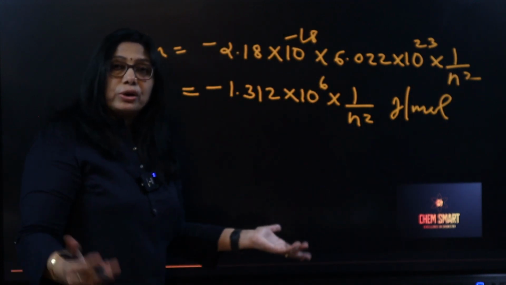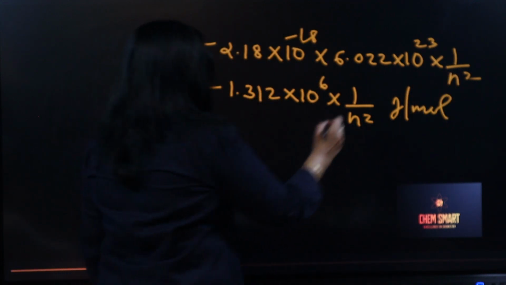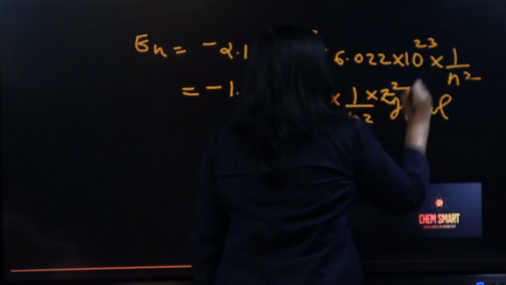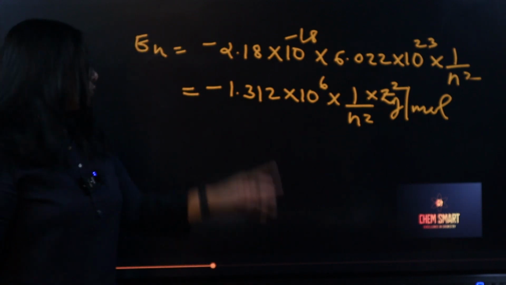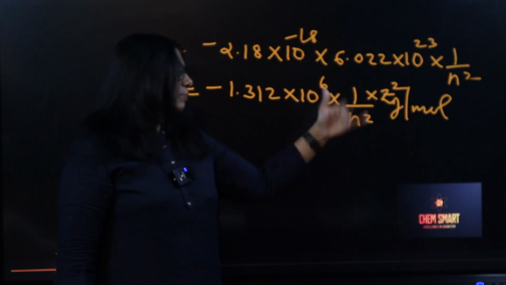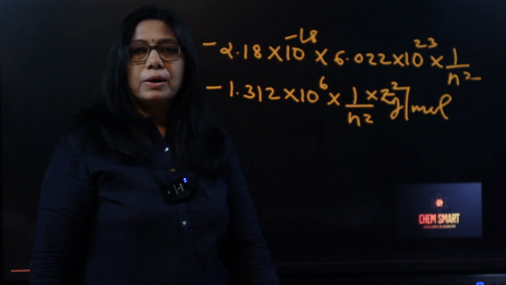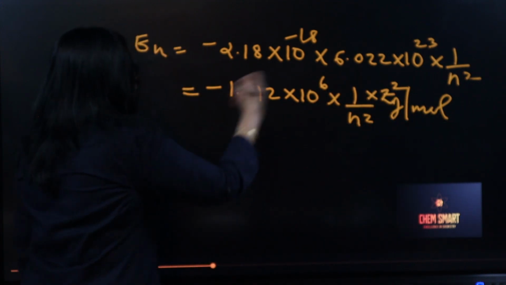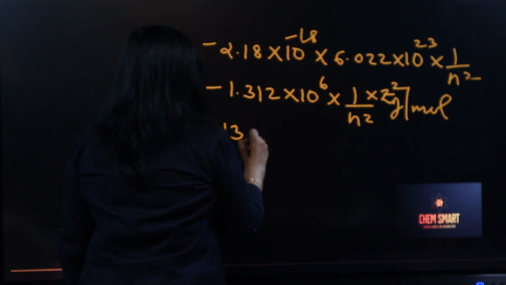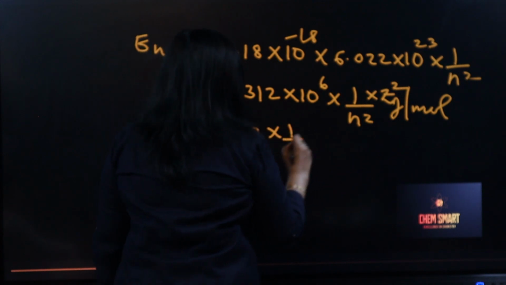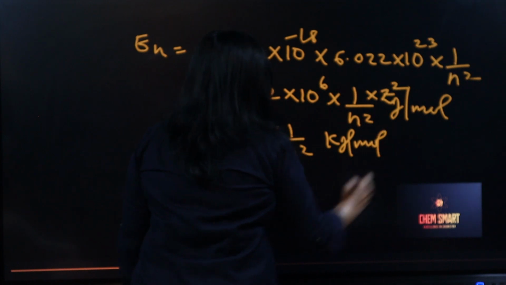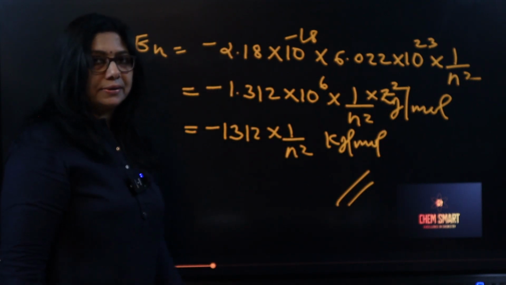And if you want to convert it for multi-electron systems, you have to just multiply it by Z square. So minus 1.312 into 10 raised to 6 into Z square by n square joules per mole. Clear? And if you want to convert to kilojoules, divide by 1000, so it will become minus 1312 into 1 by n square or Z square by n square. It will be kilojoules per mole. Hope that's also clear.